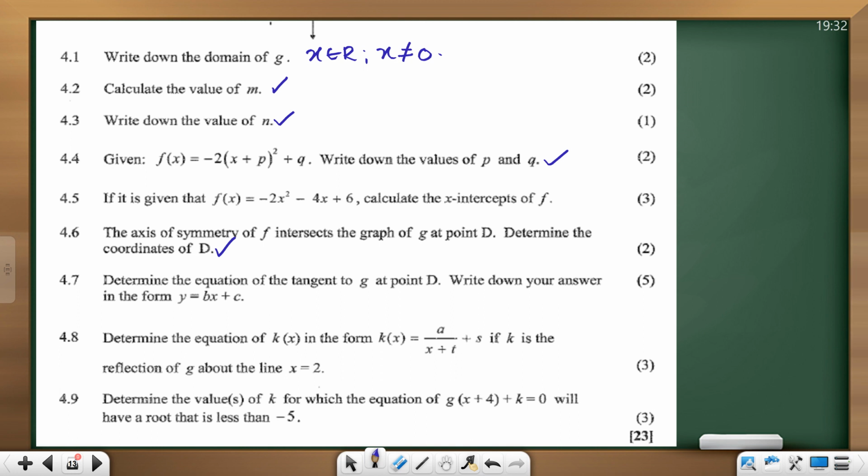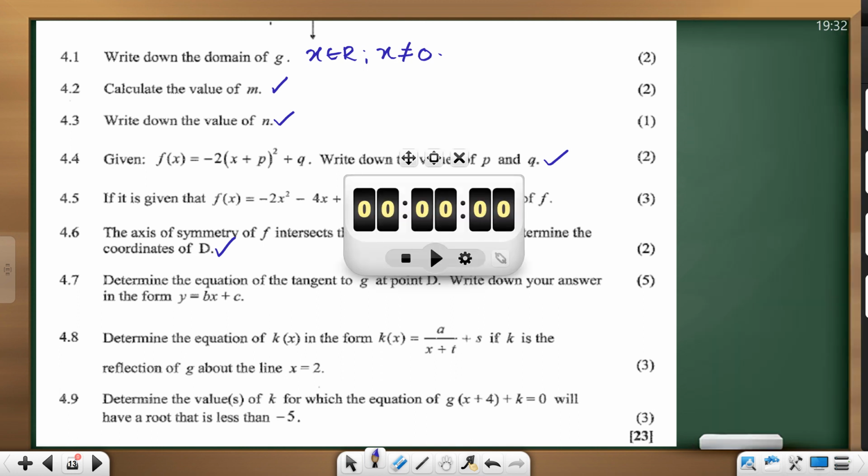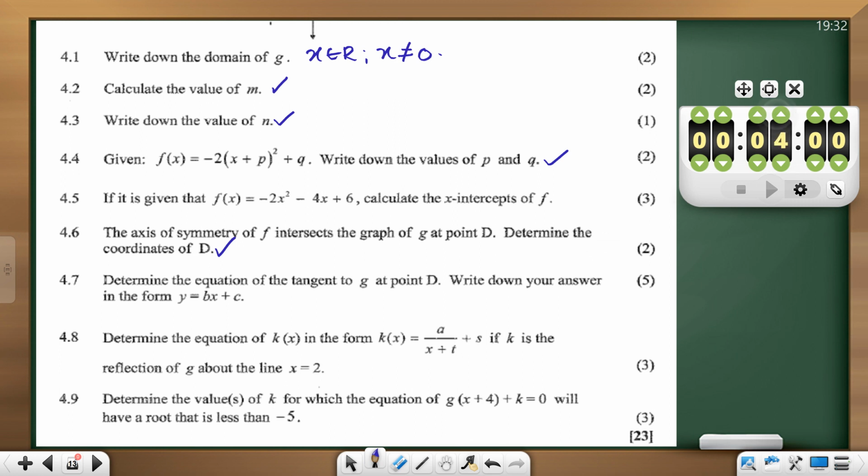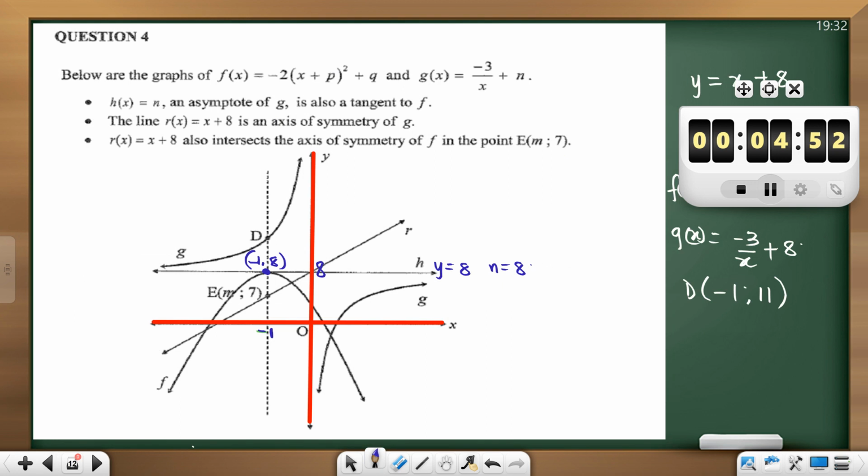5 minutes. What do you need for now? Everybody's quiet. I like it. Do you want me to go back to the graph? We are looking for the equation of the tangent at point what? D. There we go. Let me sit down. Looking for the equation of the tangent.